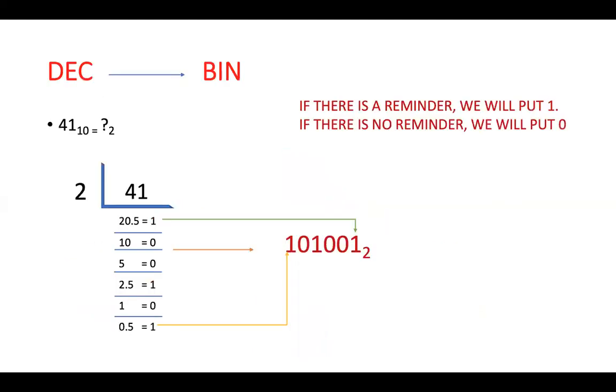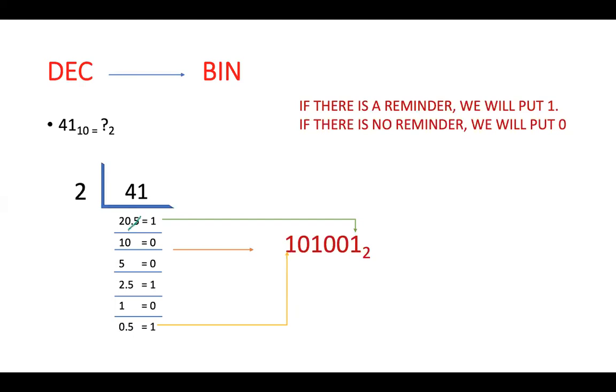Let's take an example. From decimal to binary, we are going to divide with 2. So this is 41, divide 2. The first result will be 20.5. So we have a remainder, which is 0.5.